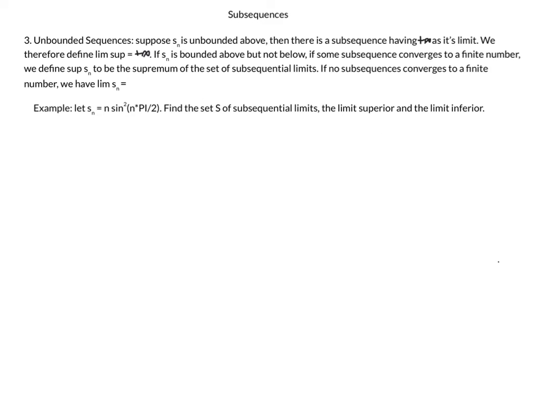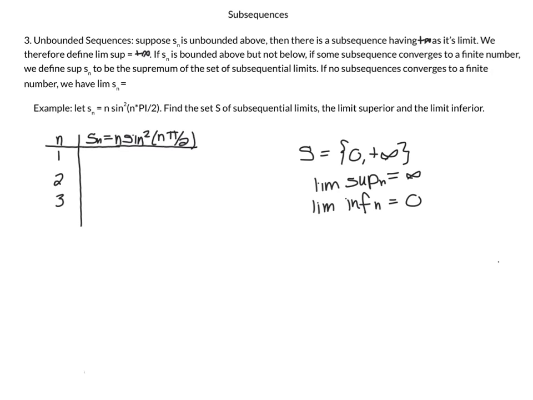And our last example is of unbounded sequences. Let Sn equal n times sine squared of n times pi over 2. Find the set S of subsequential limits and the limit superior and limit inferior. So you can plot this, but I was too lazy to. What I do realize is this is cyclic, and so you can get 0. You can pick out the elements of the sequence to give you a subsequence that's always 0.